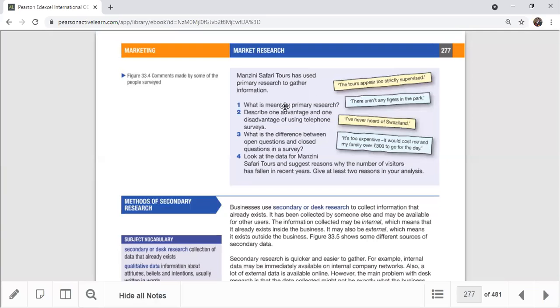So what is meant by primary research? Describe an advantage and a disadvantage. What's the difference between an open question and a closed question? They're asking what the reasons are. Give at least two reasons. Okay, let's go to the discussion of that case study.